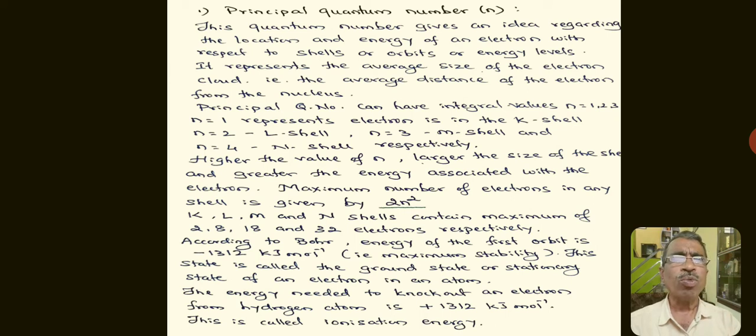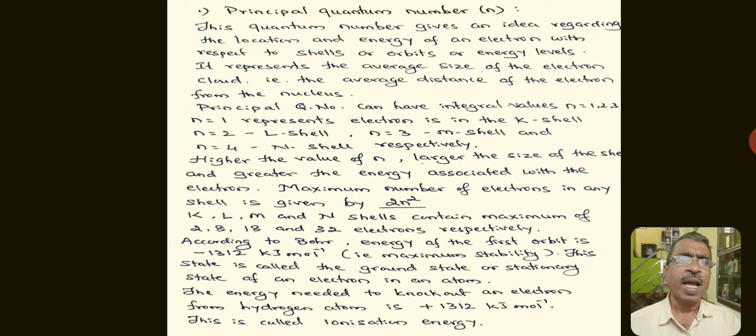n equal to 1 represents the electron is in the K shell. n equal to 2 represents the electron is in the L shell. 3 represents the M shell, and 4 represents the N shell respectively. Higher the value of n, larger the size of the shell or orbit, and greater the energy associated with the electron.